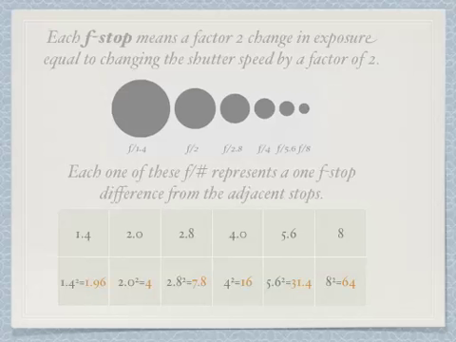We look at 2.8. 2.8 squared is 7.8. 7.8 is about twice of 4, which means that f2.8 has half of the light gathering power of f2. And similarly, f4 is half the light gathering of f2.8. f5.6 is half of f4. f8 is half of 5.6. So this is how you do these computations.